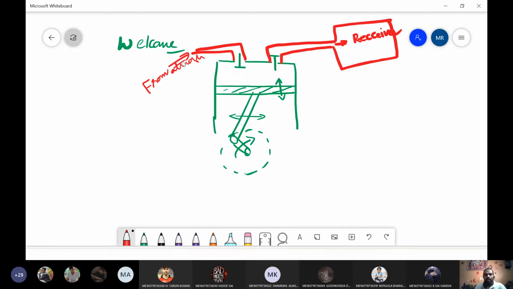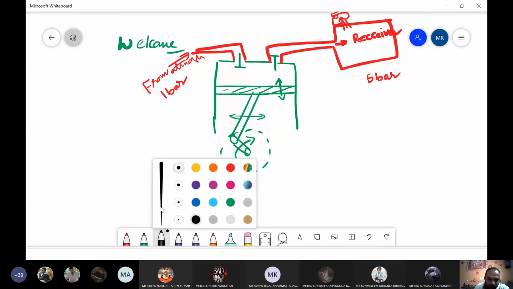From the atmosphere, right? Let us assume my required pressure. Let us say I have a pressure gauge over here and it should read 5 bar. That is my required pressure. Now, at 1 bar, the air is entering into the air compressor. My question is, will the pressure rise from 1 bar to 5 bar instantaneously? No, sir. No.